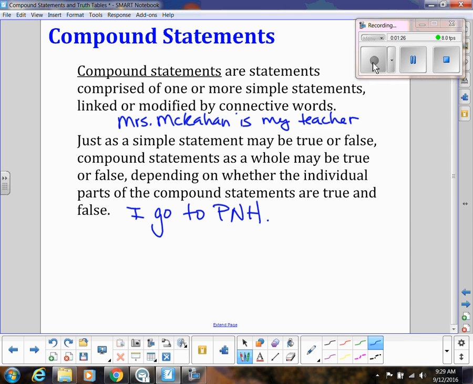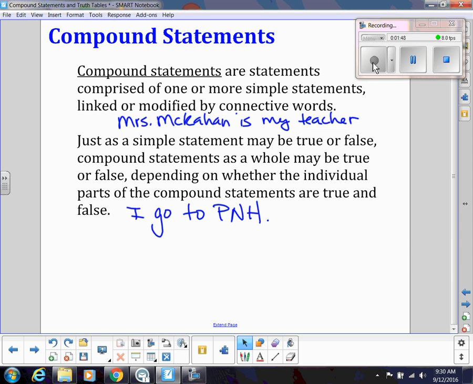And just like simple statements might be true or false, Mrs. McCahan is my teacher, that might be true or it might be false. The compound statement as a whole might be true or false too. So if I say, if Mrs. McCahan is my teacher, then I go to Parkway North, that will be true depending on which parts of the compound statement are true and false.